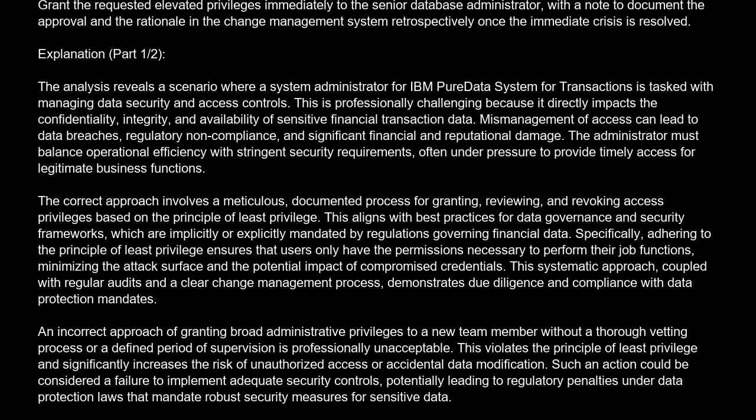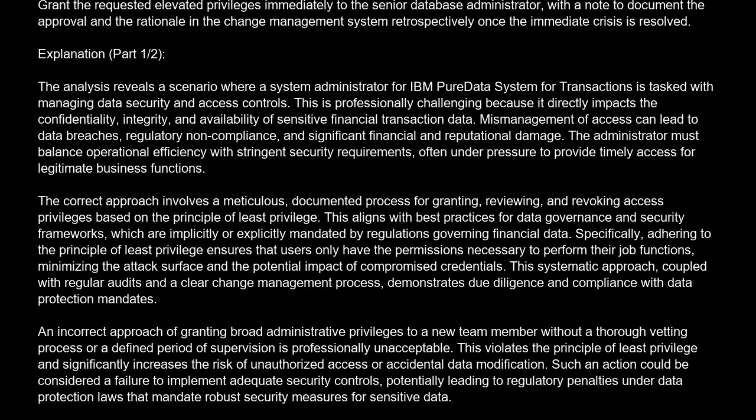An incorrect approach of granting broad administrative privileges to a new team member without a thorough vetting process or a defined period of supervision is professionally unacceptable. This violates the principle of least privilege and significantly increases the risk of unauthorized access or accidental data modification. Such an action could be considered a failure to implement adequate security controls, potentially leading to regulatory penalties under data protection laws that mandate robust security measures for sensitive data.